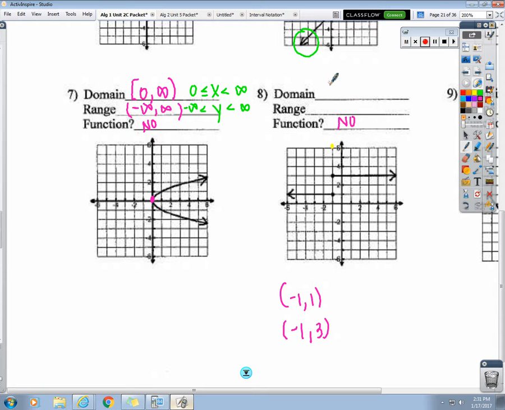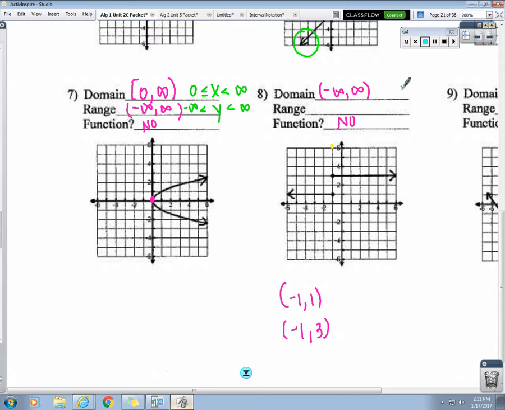Domain. How far left can you go? Negative infinity, because it's left. How far right can you go? Infinity. Stop talking. Okay, so the domain goes from negative to positive infinity.